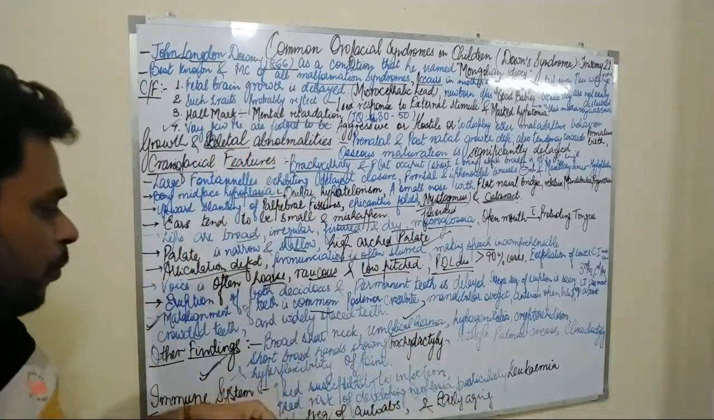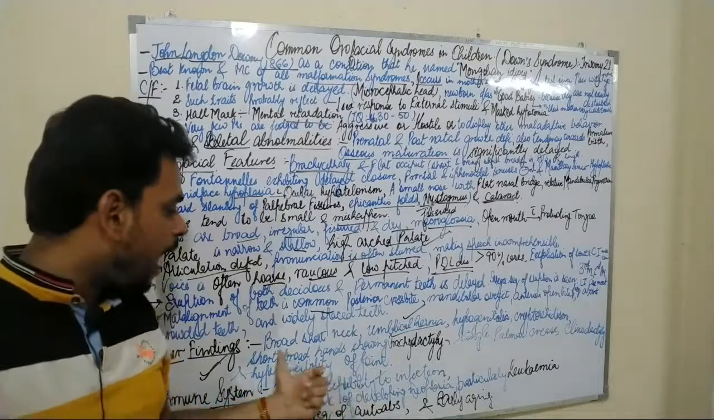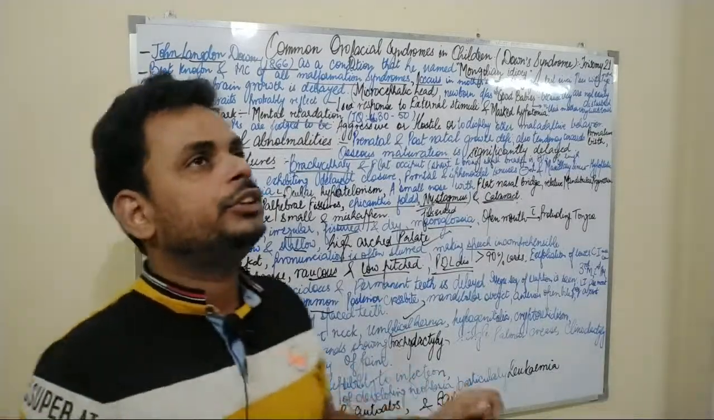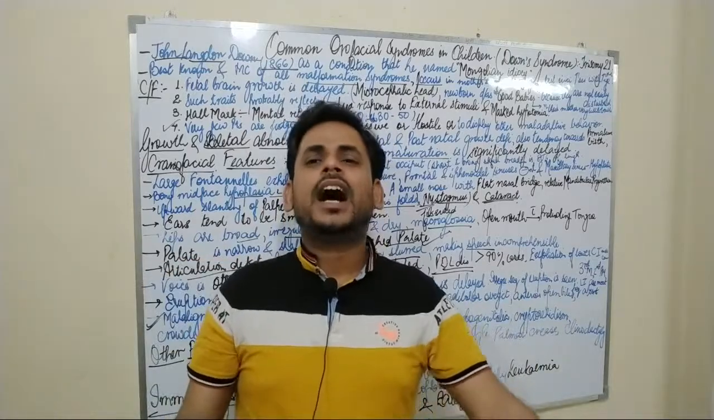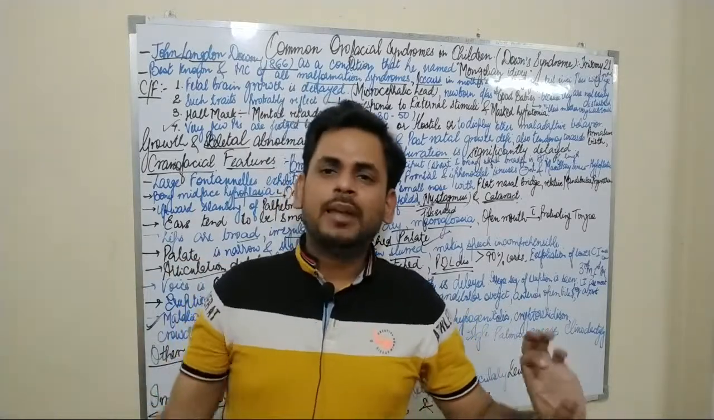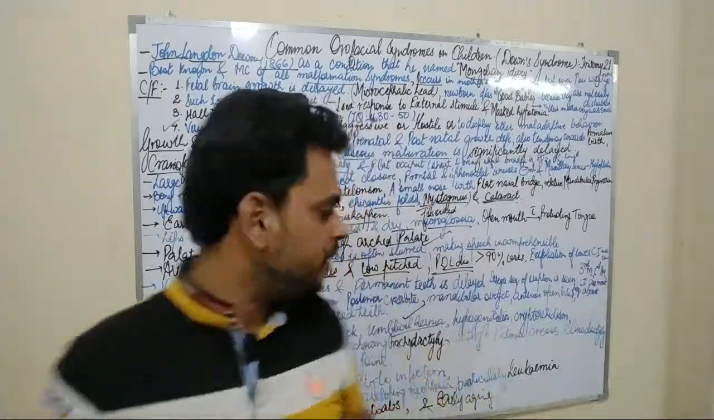Now, moving on to the next feature: there is hyperflexibility of the joints. In such children, the bones and joints are hyperflexible. They can be twisted and turned in any fashion.